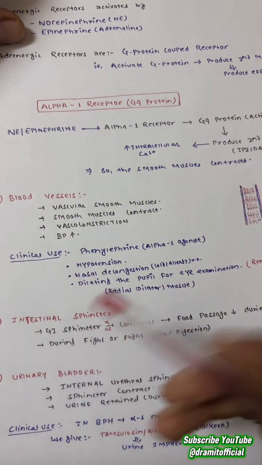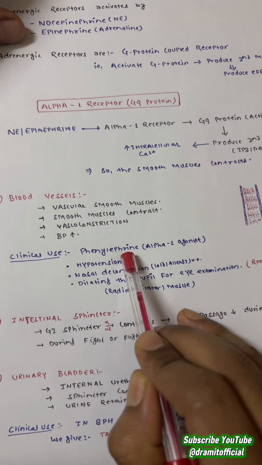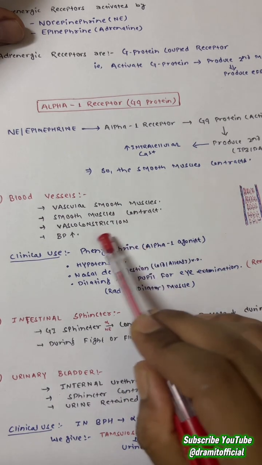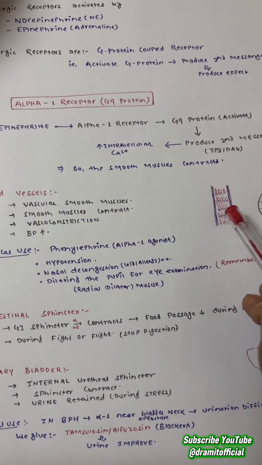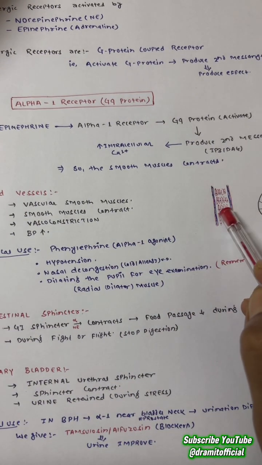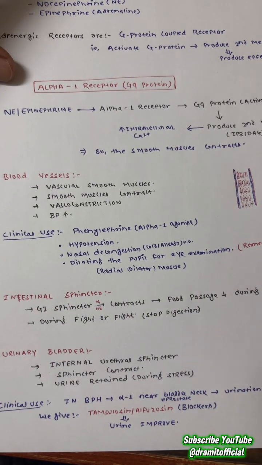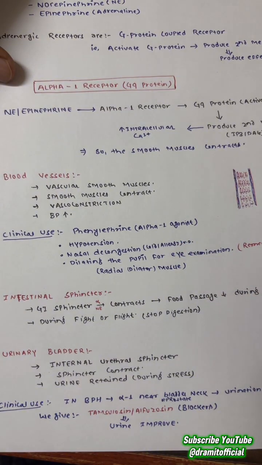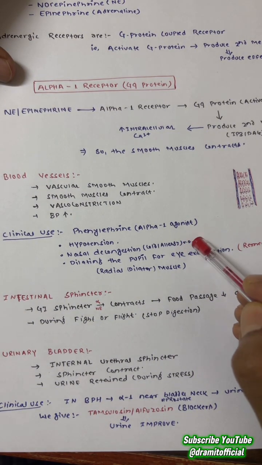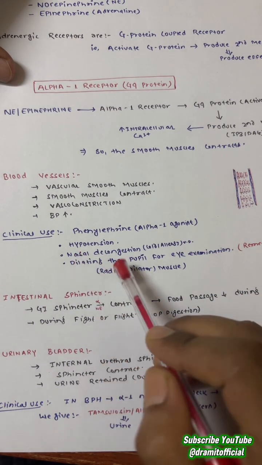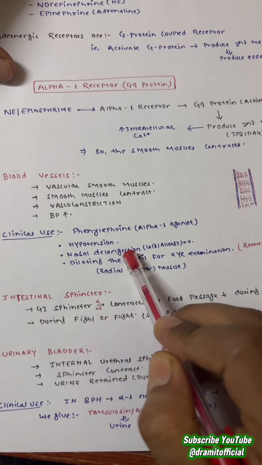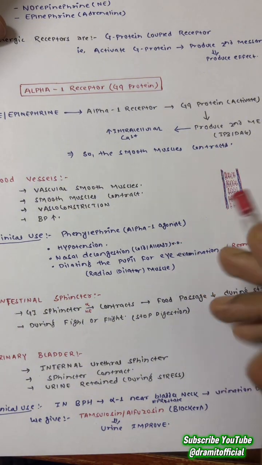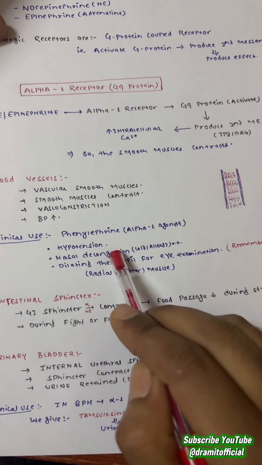So how is it helpful clinically? There is a drug called phenylephrine, which is an alpha 1 agonist. Whenever there is a patient with hypotension and we give phenylephrine, it works on the alpha 1 receptors of these blood vessels and helps to increase the BP of the patient. In the same way, during cold or allergy there will be congestion of the nose because of vasodilation of the blood vessels of the nose. When we give nasal decongestants, they also work on the blood vessels of the nose, causing constriction of those vessels and producing a decongestant effect.